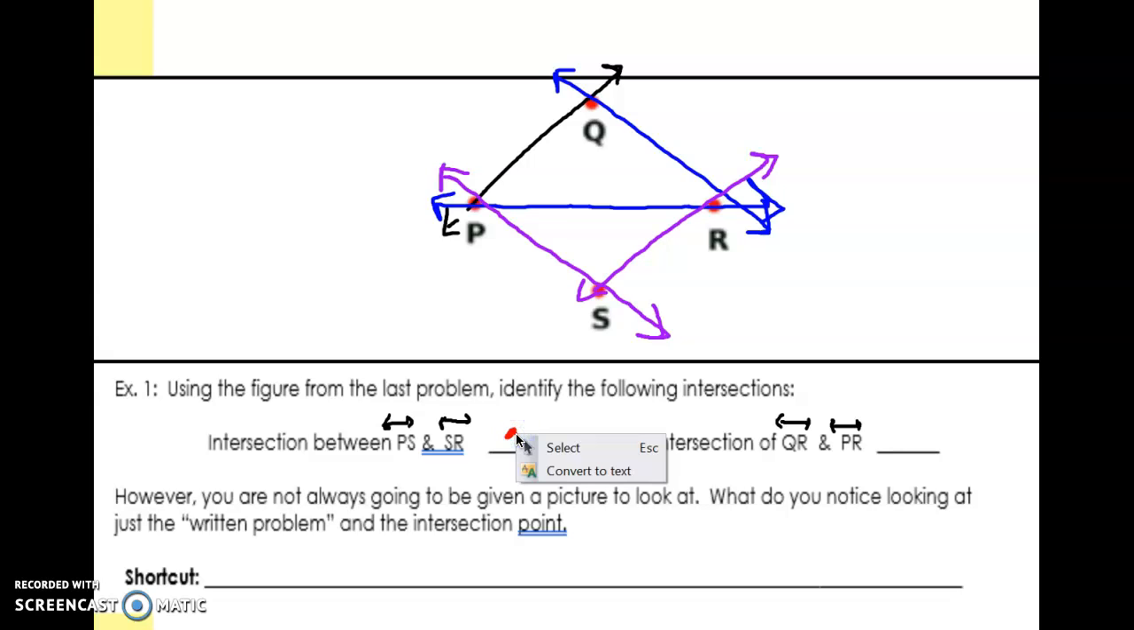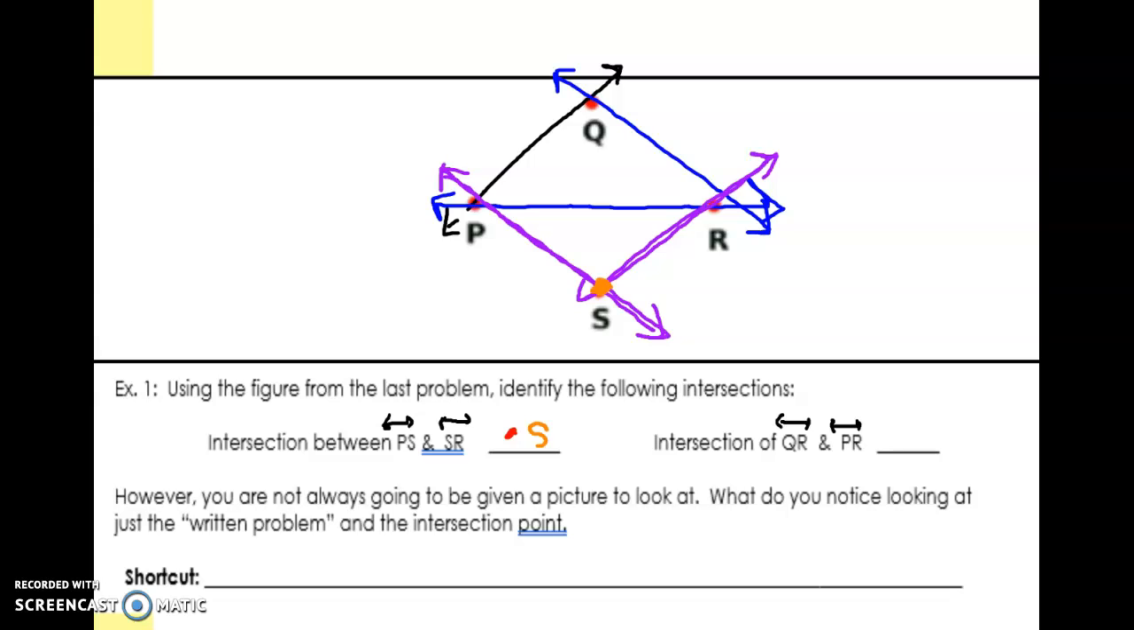So PS is purple here at the top, and so is SR. So we're looking right here, PS, and right here at SR. They come together, you should see, right here, where my purple lines cross, and that would be my intersection at point S.